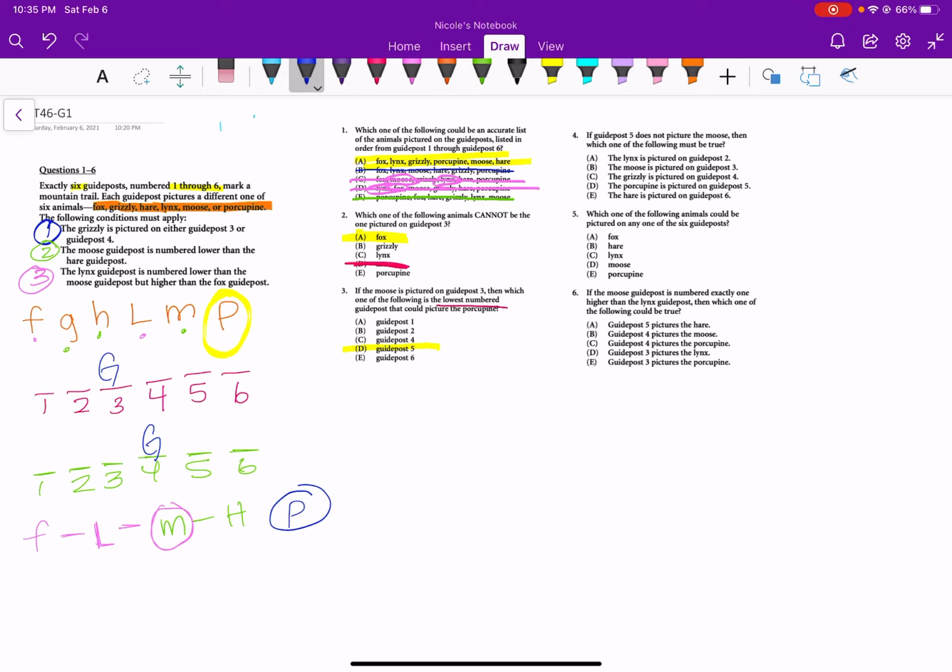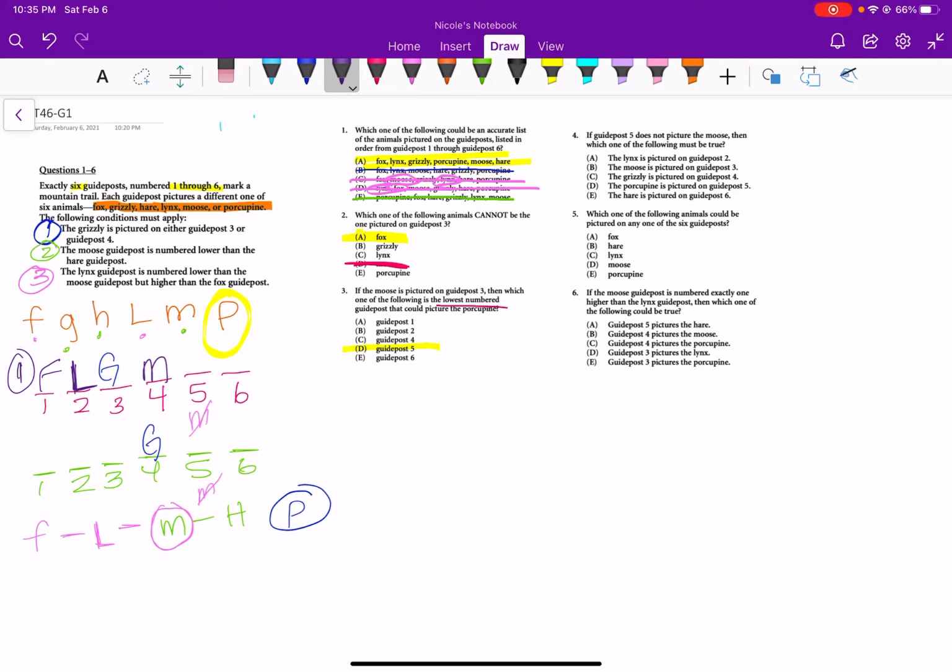So if I were going to do this on my own, you're going to get to the point where you can just make these inferences. Like I already kind of know what this question's asking for. But let's say the moose is not 5, so it can't go here. And then world number 1, let me go 1 here. The moose would have to go in 4 because we have to have F and L ahead of it, right?